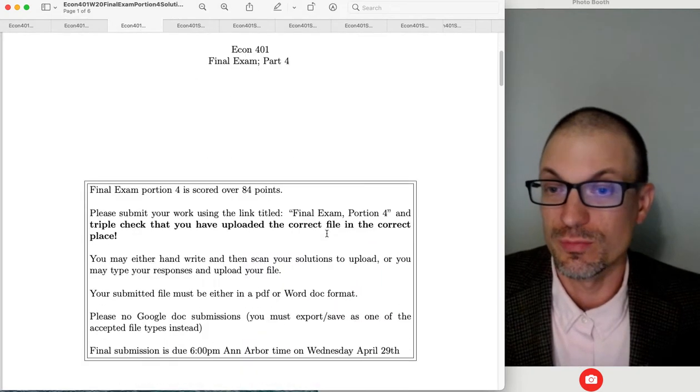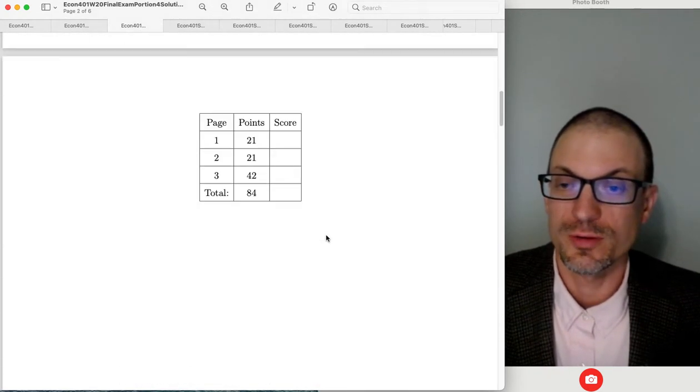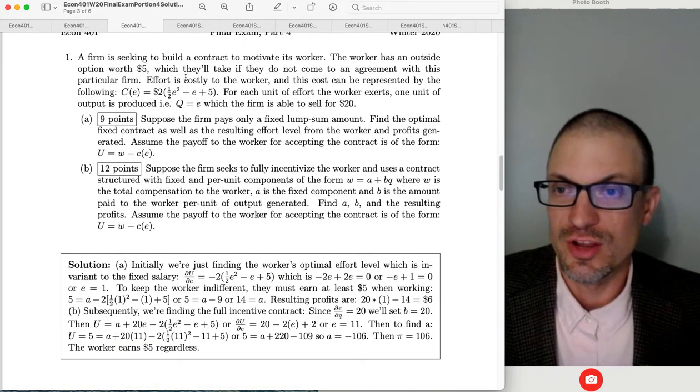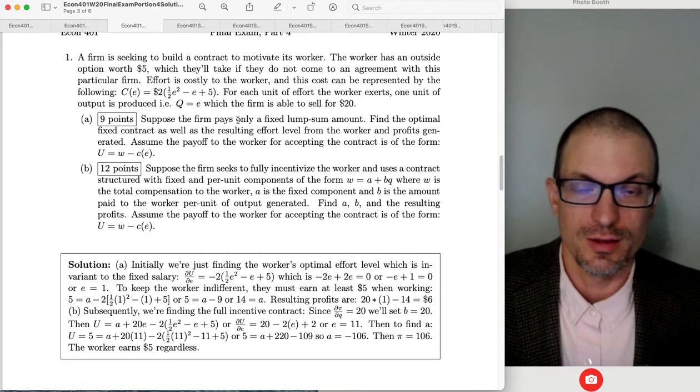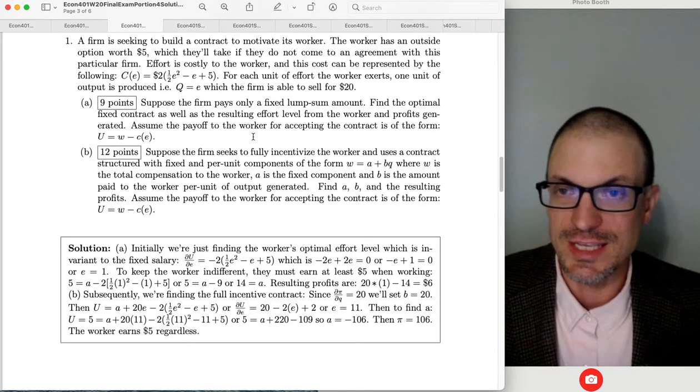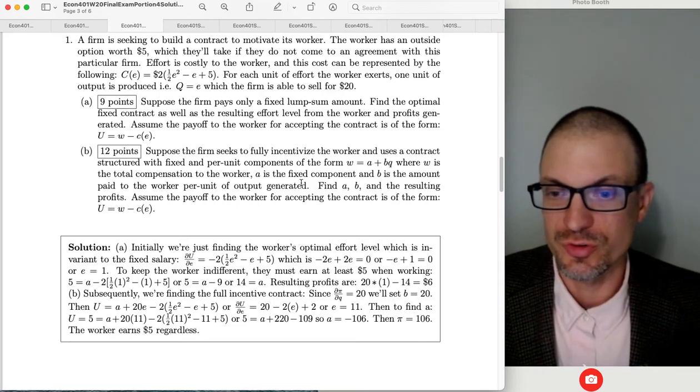Here's portion 3. Here's portion 4, again from winter 2020. This is a motivation, moral hazard question. Try to eliminate moral hazard by sufficiently incentivizing hard work was what this question was doing.